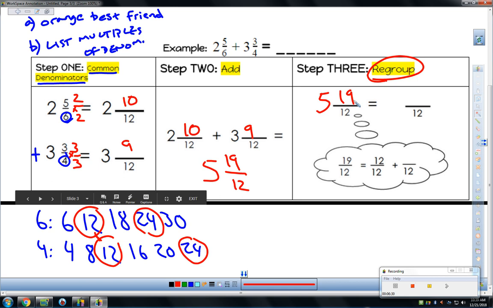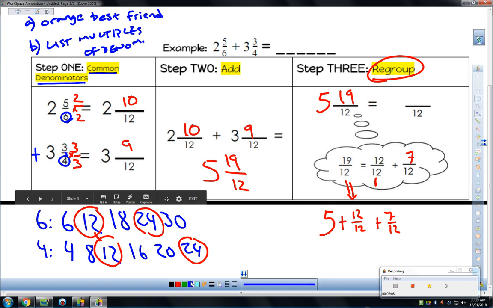And so here in my thought bubble, you'll see that 19 twelfths, how many groups of 12 are in 19? That's 1. What's left over when I take 12 out of 19? Well, that would be, let's see here, 13, 14, 15, 16, 17, 18, 19. That would be 7. Right? So what I have here is, let's bring everything down. I have 5 wholes. I've taken my 19 twelfths and I've split it into 12 twelfths and 7 twelfths.